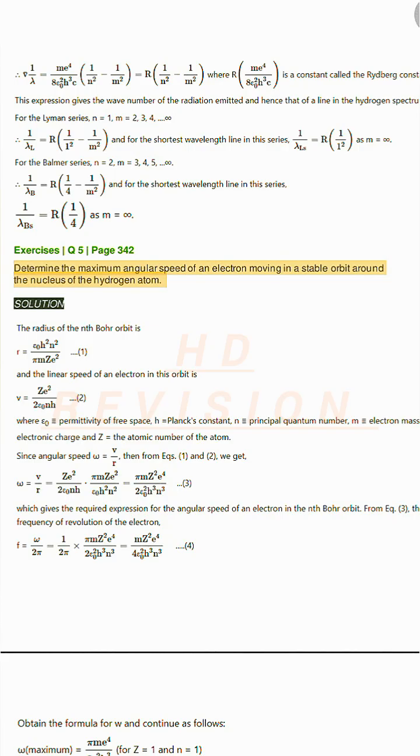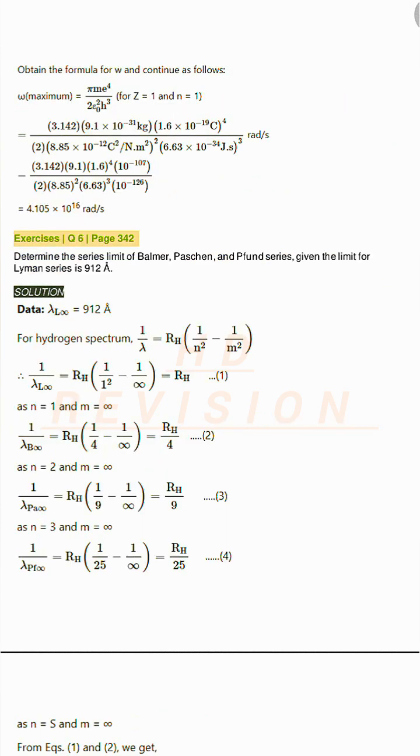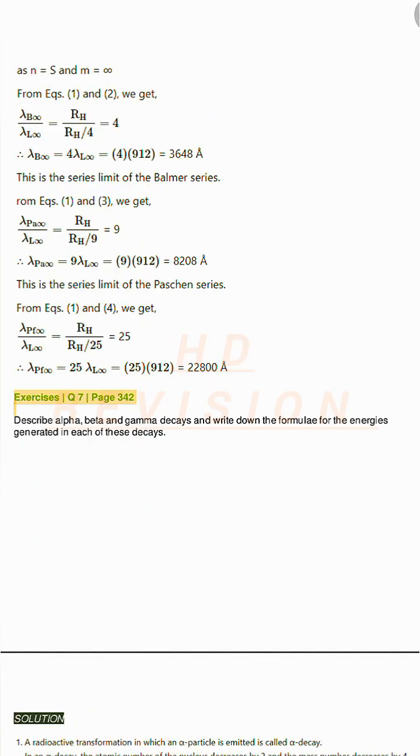Determine the maximum angular speed of an electron moving in a stable orbit around the nucleus of the hydrogen atom. Solution. Exercises Q6, page 342. Determine the series limit of Balmer, Paschen, and Pfund series, given the limit for Lyman series is 912 Å. Solution. Exercises Q7, page 342.